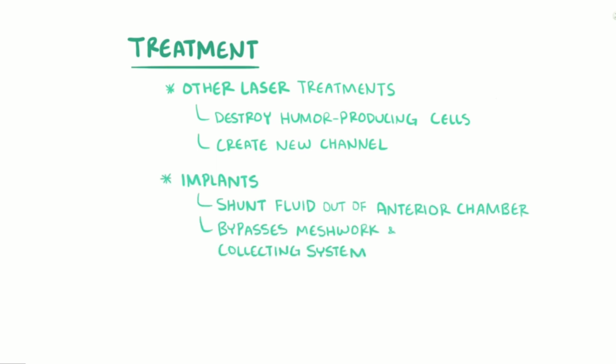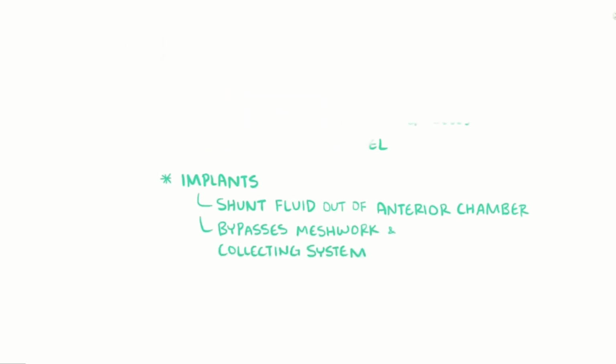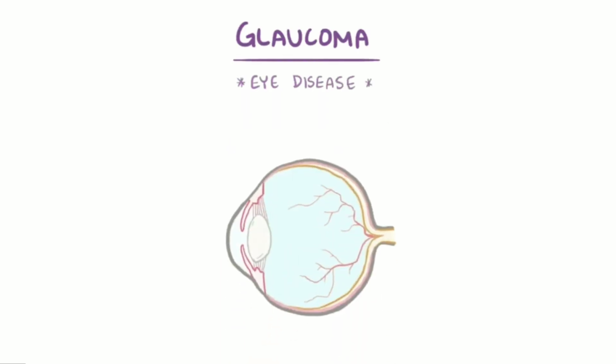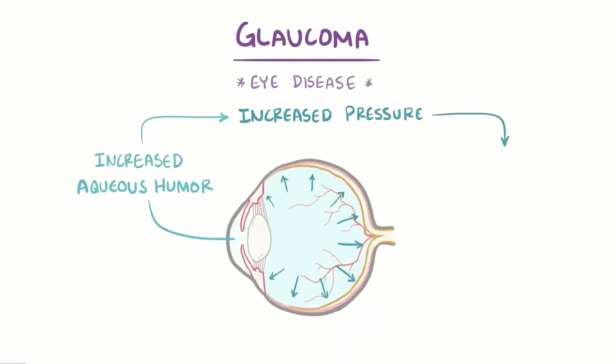And finally, there are implants that shunt fluid out of the anterior chamber by bypassing the trabecular meshwork and collecting system. Alright, as a quick recap, glaucoma is an eye disease where a buildup of aqueous humor causes increased pressure in the eye, and this damages the optic nerve and can result in blindness.